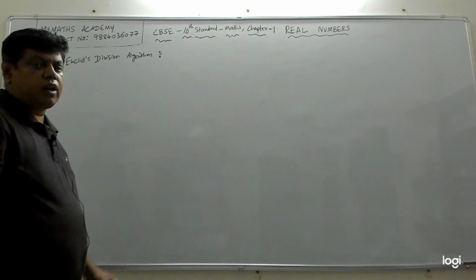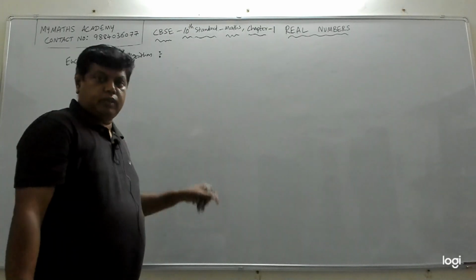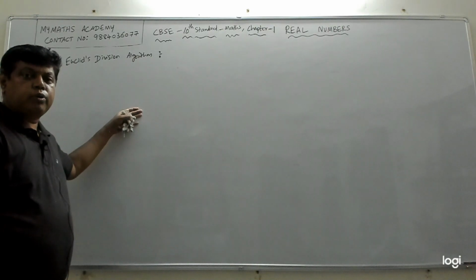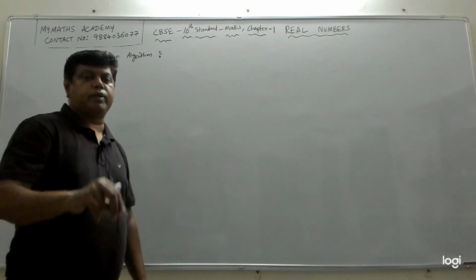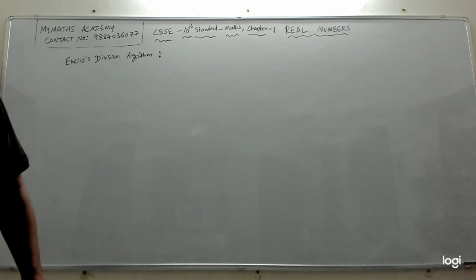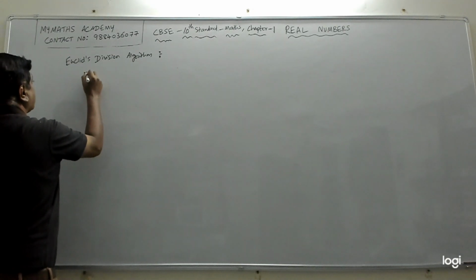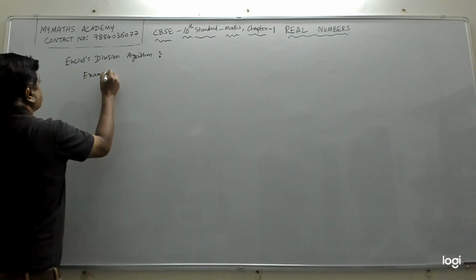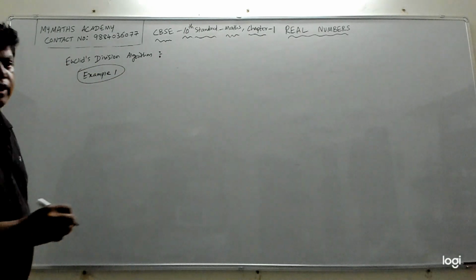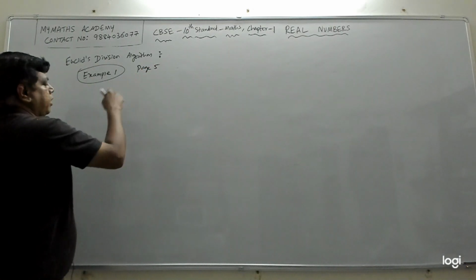That is called an algorithm. Now we will use this Euclid's division algorithm. There is one set of steps that we should follow to find the HCF between two numbers, right? So the algorithm, if you do the problem, then you will understand the algorithm. So we'll do example 1 in page number 5, page number 5 in your textbook.